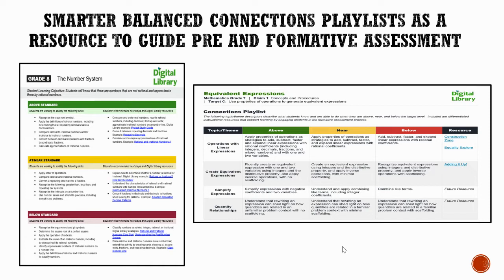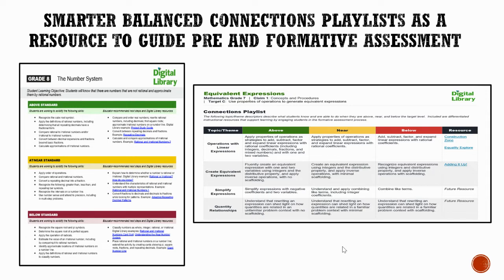Another amazing resource is found in the Smarter Balanced Connections playlists in Math and ELA. These used to be in the digital library, but are now found in the WCAP behind the tile Tools for Teachers. Again, WCAP is the Washington Comprehensive Assessment Program, for which you have to have a login and a password. And they have a section in there called Tools for Teachers where you will find these documents.